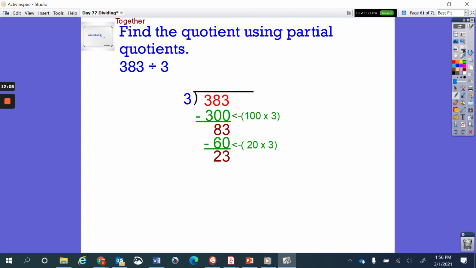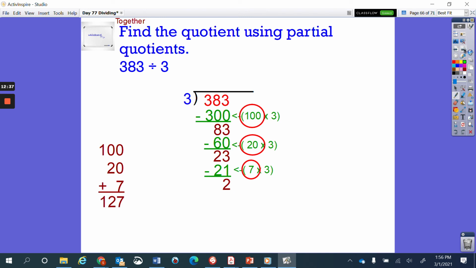How many groups of 3 can I make from 23? Let's see. I know that 3 times 7 is 21, right? I know 3 times 8 is 24. Ooh, but 24 is higher than this number, so I can't use 24. So I'm going to go ahead and stick with 21. Subtract, bring it down. Add all your partial quotients together. 100 plus 20 plus 7 gives me 127. And I have a remainder of 2. But I don't want to keep it a remainder of 2 because I'm in 5th grade, so I'm continuing to divide 2 by 3. 2 divided by 3 as a fraction is 2/3.